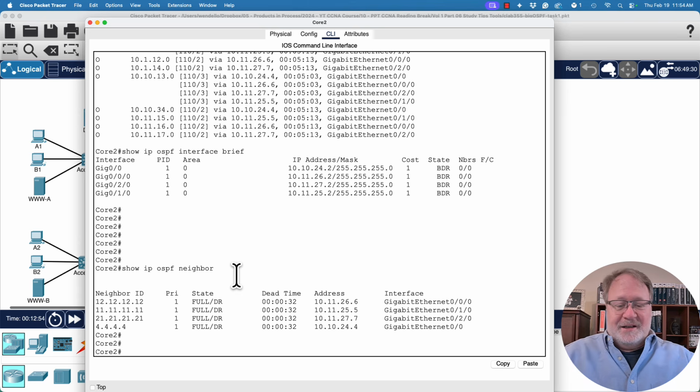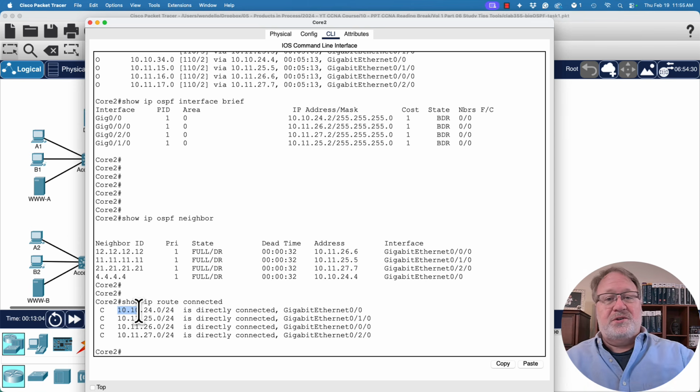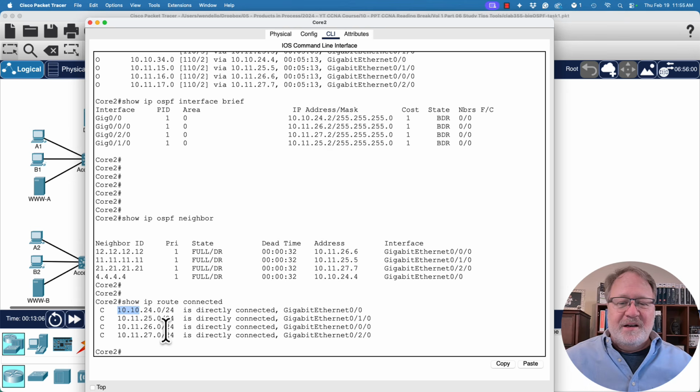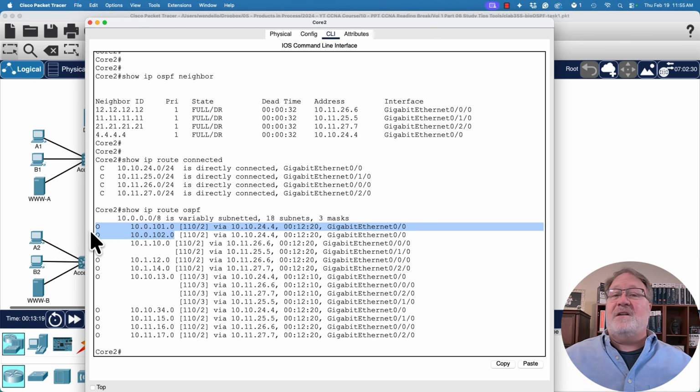It also has some connected routes. So show ip route connected will show those 4. So 10.10.240 is the subnet between Core 2 and dist 2 on the left. And these other 3 subnets are the 3 WAN subnets between Core 2 and the branch offices. More interesting is the set of OSPF learned routes, where we see those same 2 far left LAN subnets that have a 101 and a 102 in the 3rd octet, reminding us that they're on VLANs 101 and 102 as far as the numbering scheme goes.